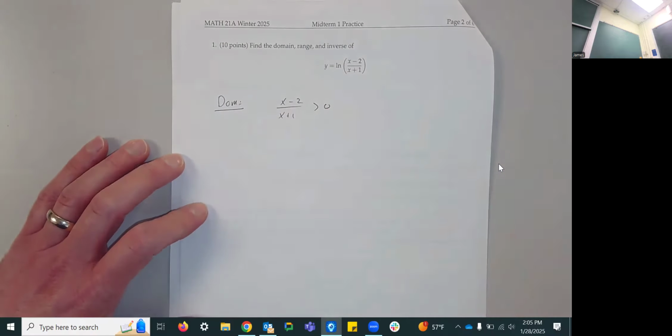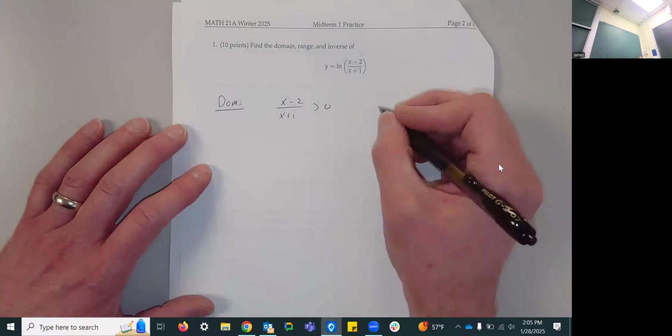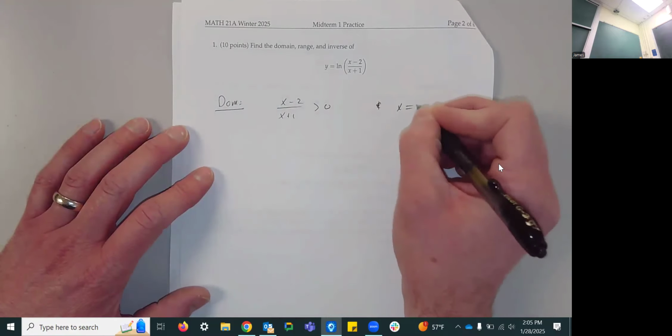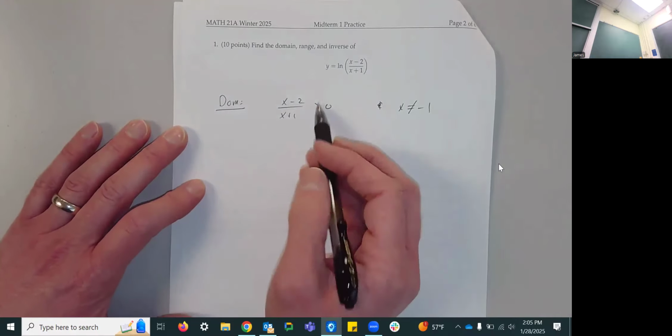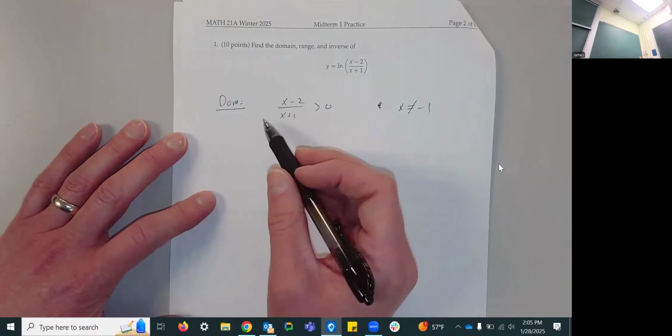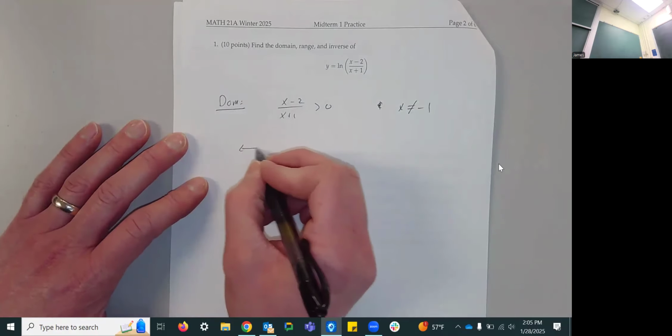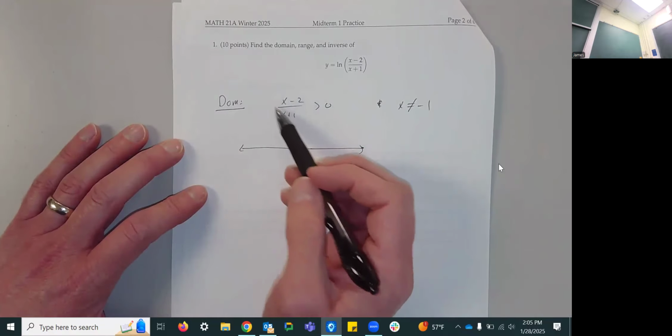And we also need that x is not equal to negative 1, which probably is just going to fall right out, but it feels good to say it anyway. x not equal to negative 1. The best way to deal with this inequality is to identify the values of x that make this expression either equal to 0 or undefined.